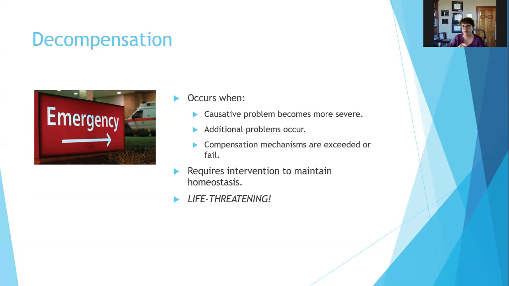If you have decompensated acidosis or alkalosis, it requires medical intervention to maintain homeostasis, otherwise known as staying alive. So it's a life-threatening thing. If you have decompensated alkalosis or acidosis, you have to go to the emergency room. We'll talk about the symptoms in the next section.